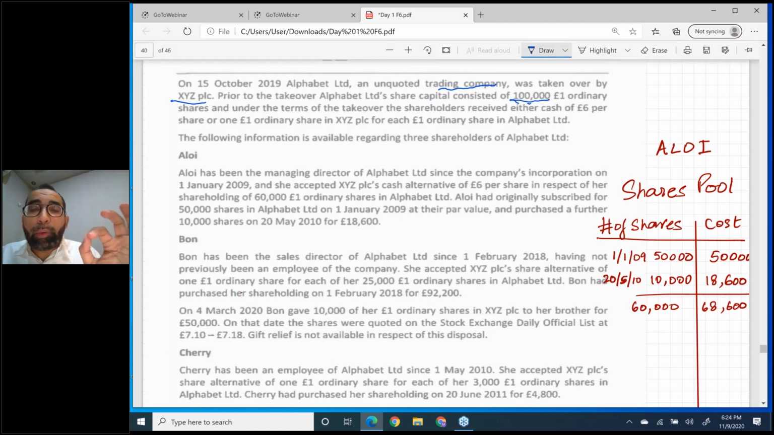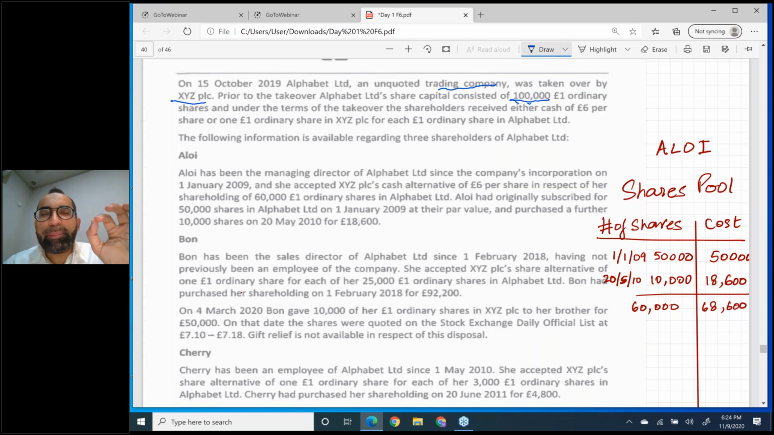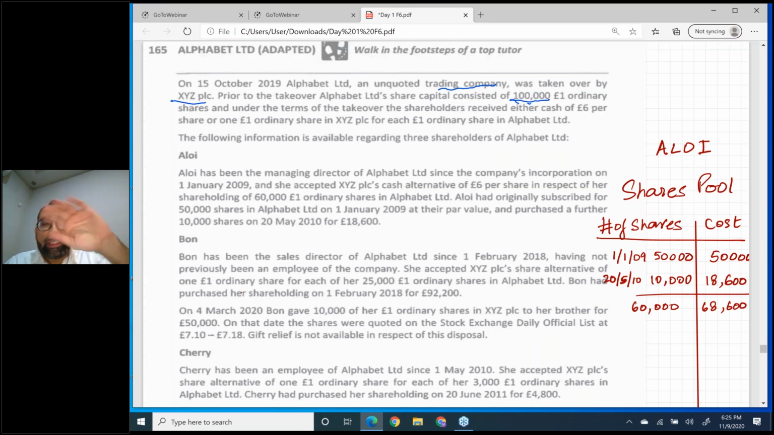The total number of shares issued by Alphabetic is 100,000 ordinary shares. Under the terms of the takeover, the shareholder received either cash of £6 per share or one ordinary share in XYZ PLC for each ordinary share in Alphabetic.